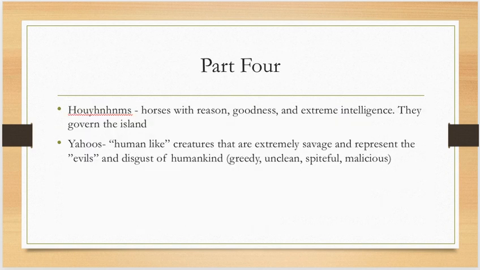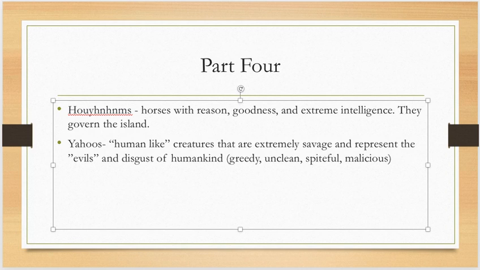In Part 4, which we will focus on, he meets the Houyhnhnms. The Houyhnhnms are horse-like creatures with reason, goodness, and extreme intelligence. They govern the island. And he also meets the Yahoos. They are human-like creatures that are extremely savage and represent the evils and disgust of humankind. They're greedy, unclean, spiteful, and malicious.